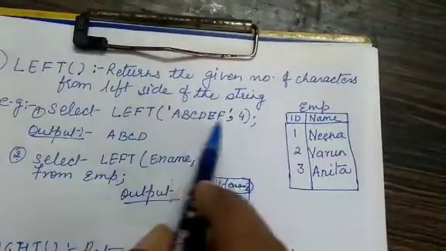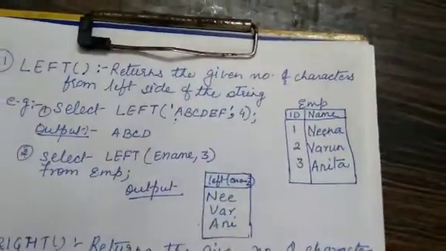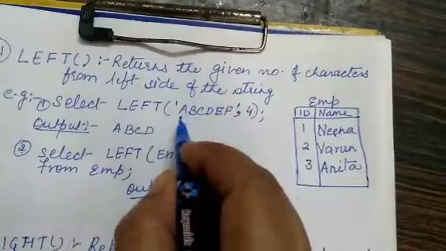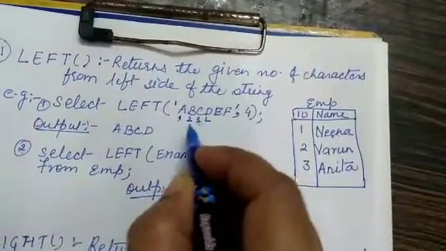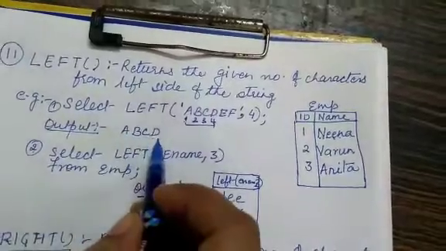So this function will extract 4 characters from the left side. This is the left side of the string, that is, from the beginning of the string. 4 characters: 1, 2, 3, 4. So these 4 characters will be extracted. So the output will be ABCD.